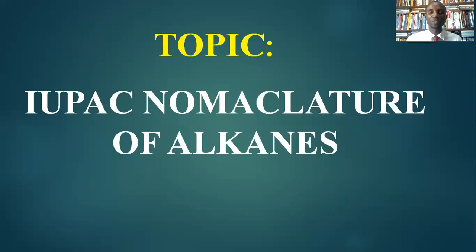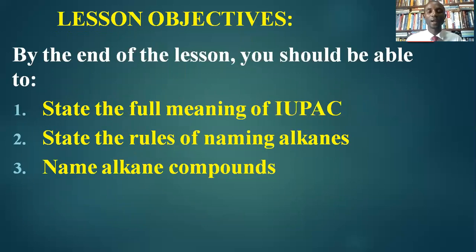It's expected that by the end of this class, number one, you will learn the full meaning of IUPAC. Number two, you will study the rules in naming alkanes. You don't just see a compound and pronounce it whichever way you want. You name it with rules stated by the IUPAC, so that it is accepted at any level, in any standard. Number three, you should be able to name alkane compounds by the end of this class. So we're going to take them one after the other.